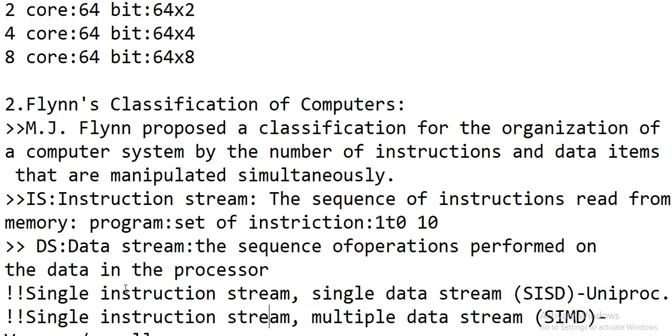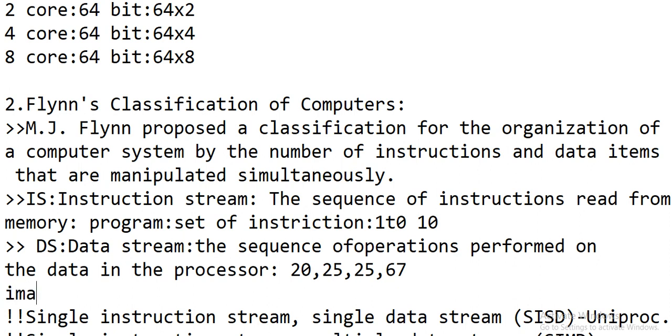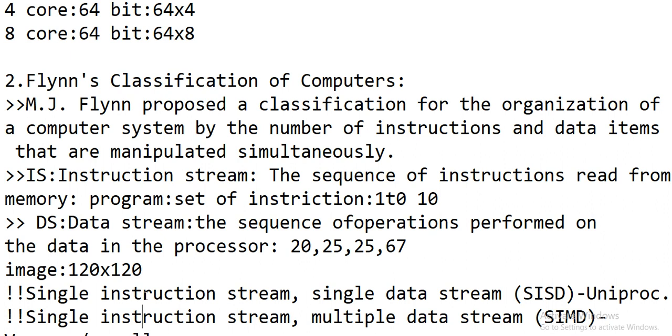Now next is the data stream. What is a data stream? When a sequence of data is fetched together, that is called the data stream. Assume you have this data: 20, 30, 25, 35, 25, 67. When you are fetching this data together, it is called a data stream. Another example of a data stream: assume you have an image of size 120 cross 120. When the pixels are fetched together, this is called the data stream, meaning we are buffering the data.